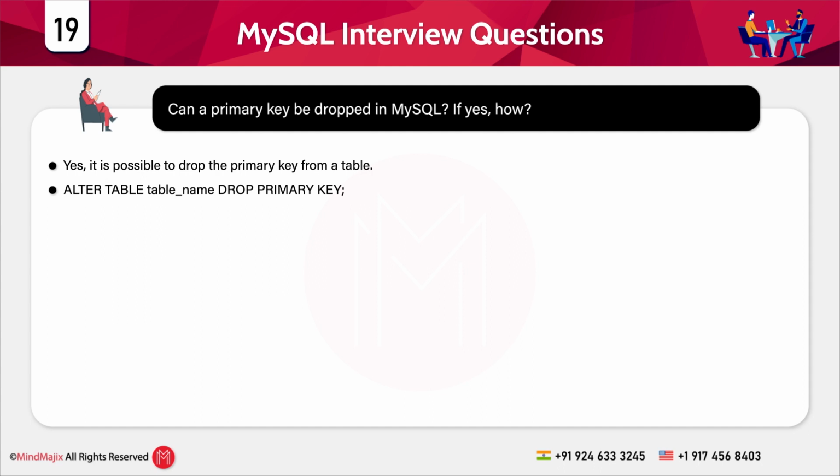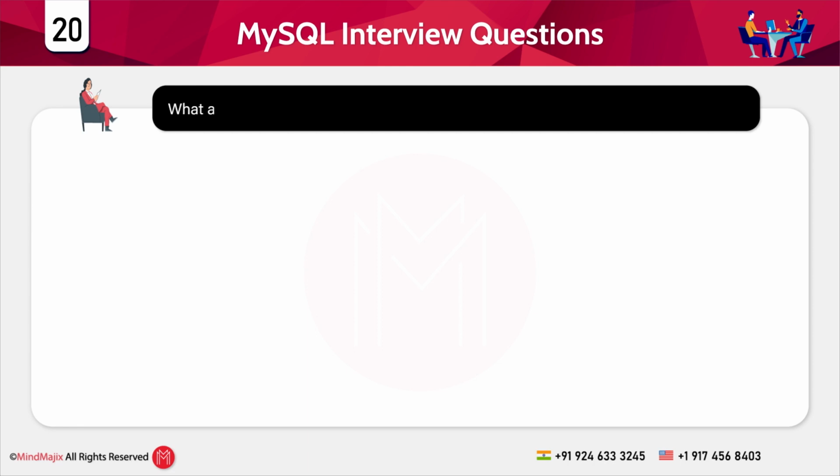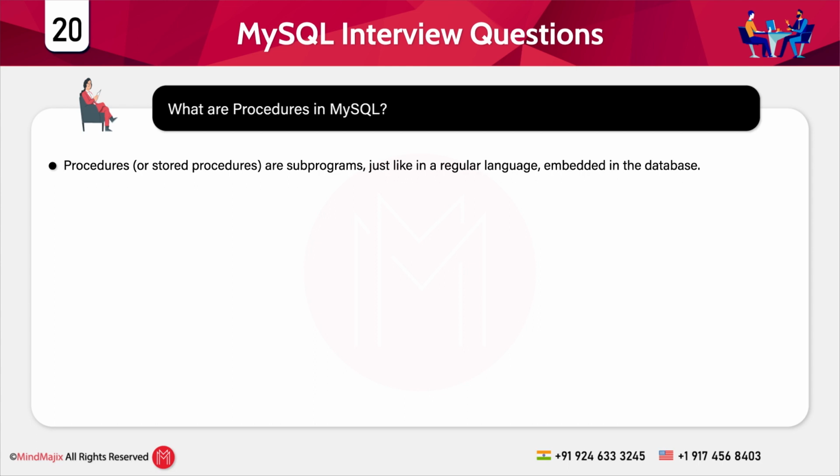So if you execute this command, you will be able to drop the primary key from a table. The next question is, what are procedures in MySQL? So procedures or stored procedures are subprograms, just like in a regular language, embedded in the database. A stored procedure consists of a name, SQL statements, and parameters. It utilizes the caching in MySQL and hence saves time and memory, just like the prepared statements.